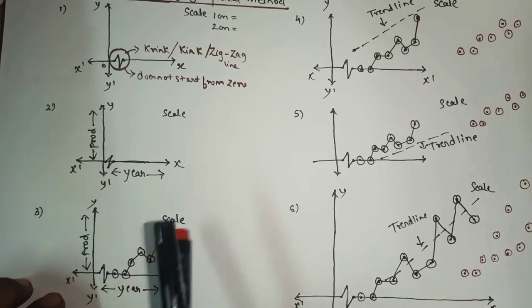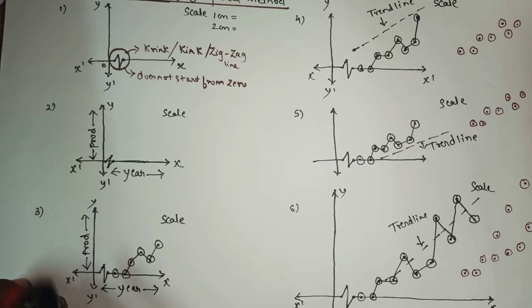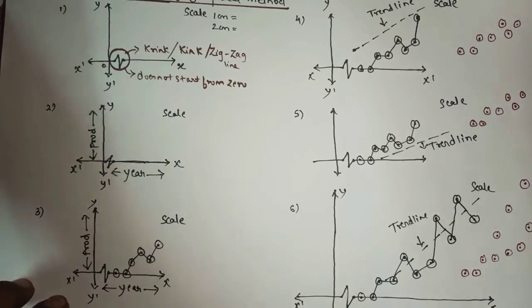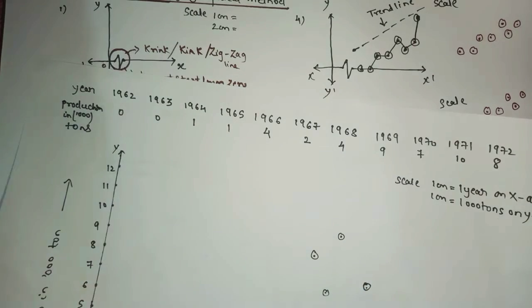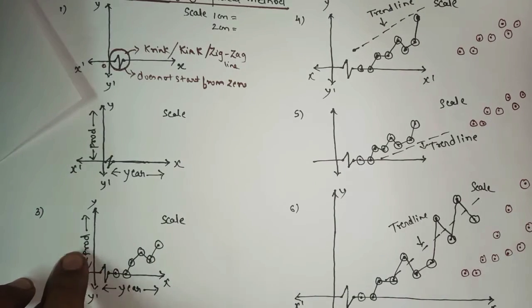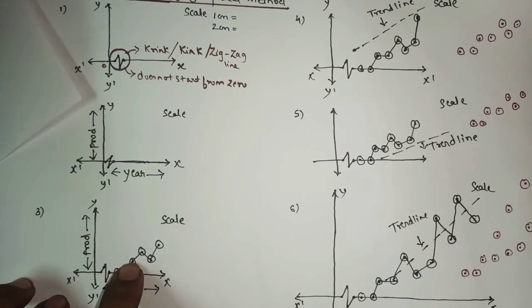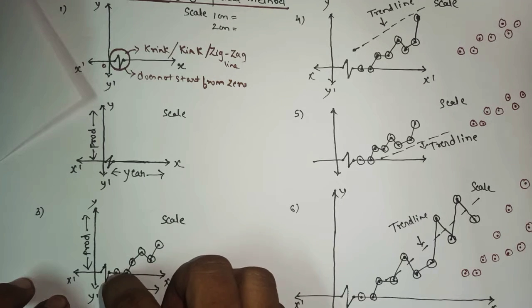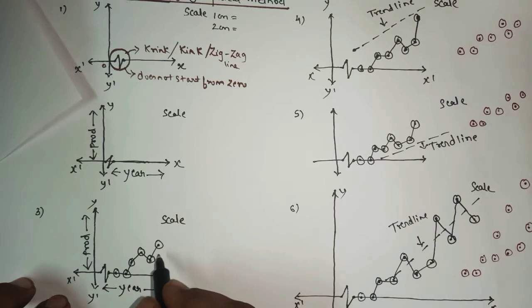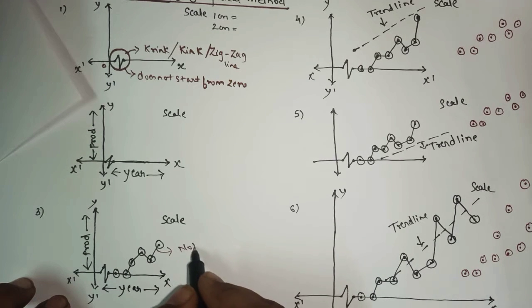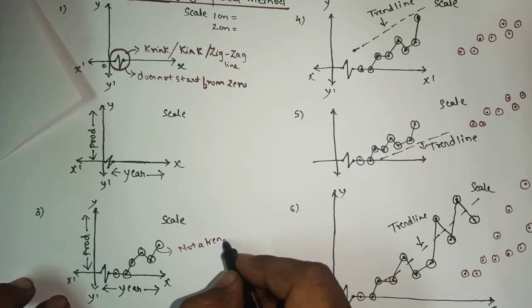After writing the scale, the year and the production, you will plot the points. Like here we have 1962, that is 0, 1963 is 0. Like that you will see year and production, and then you will go on plotting the points. After plotting, you will join all the points by scale. And remember, this line is not a trend line.